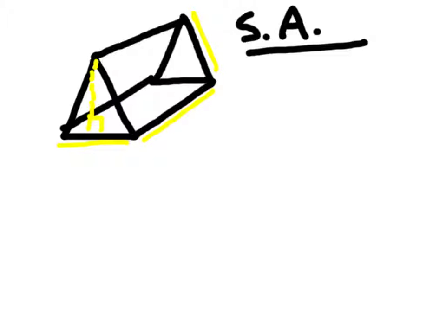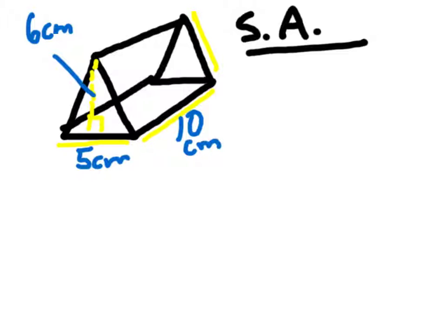Right now I'm just going to add some imaginary measurements to help us calculate. In blue, you'll see that this side will be labeled 10 centimeters. We'll label the base of this triangle face with 5 centimeters, and the height here with 6 centimeters. And we'll label this side over here with, let's say, 7 centimeters.